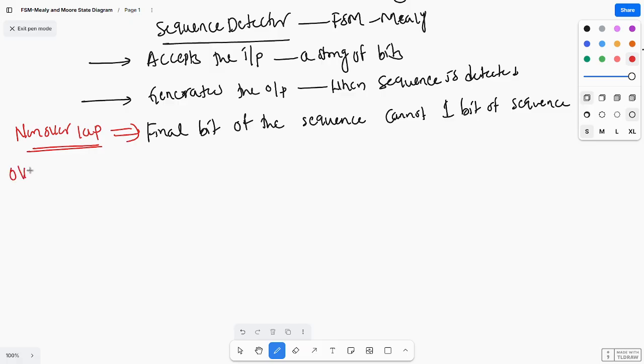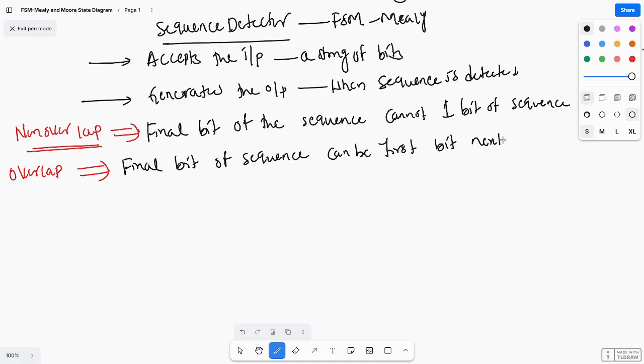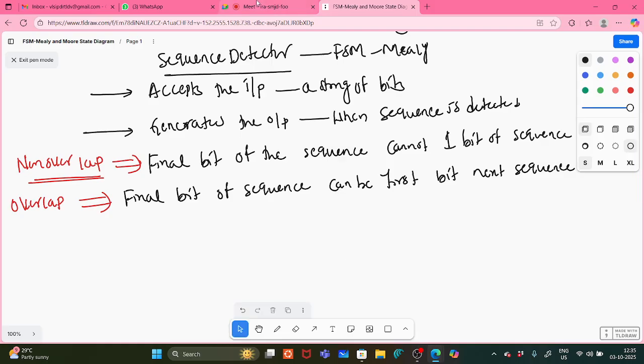Overlapping means what? Overlap means the final bit may overlap. So the final bit of the sequence can be the first bit of the next sequence. So we can include that final bit.